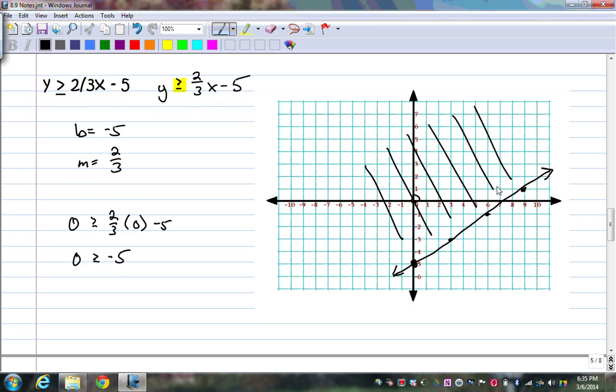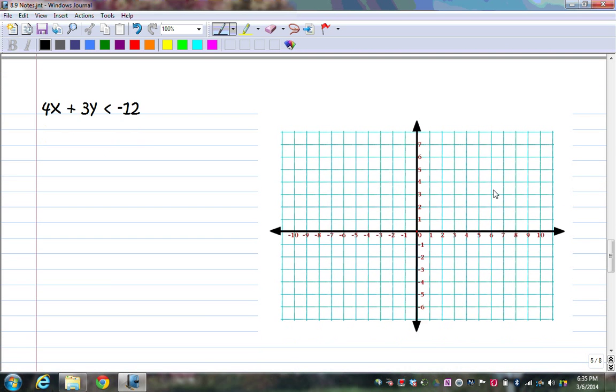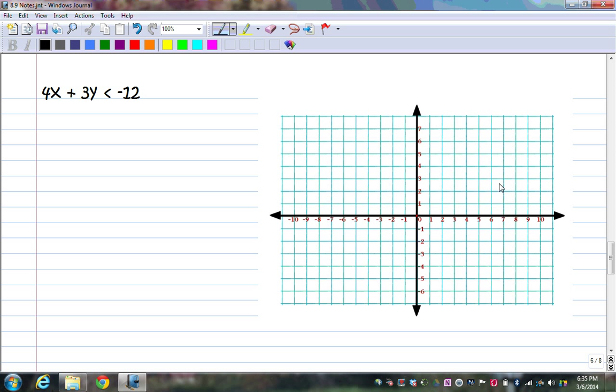All right, let's try another sample, shall we? Uh-oh, this one looks different. Well, with this one you're going to have to solve for y. Think about it as putting it in slope-intercept form. So what I want you to do is pause the video and try this one on your own, okay? Pause the video.